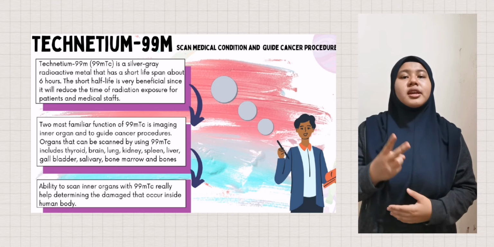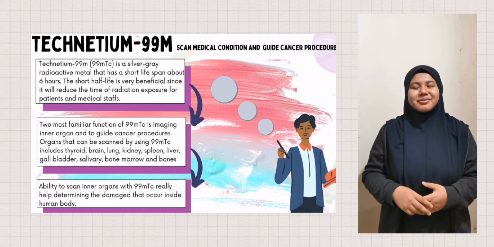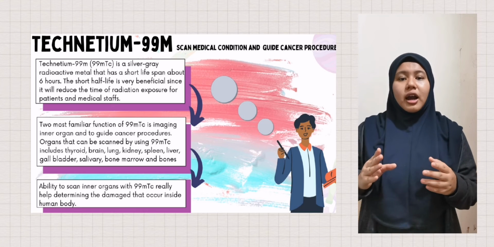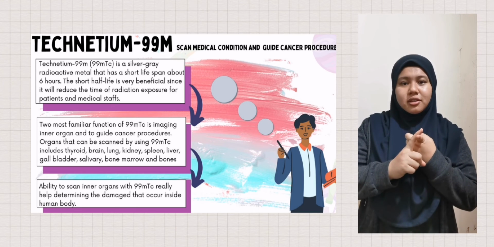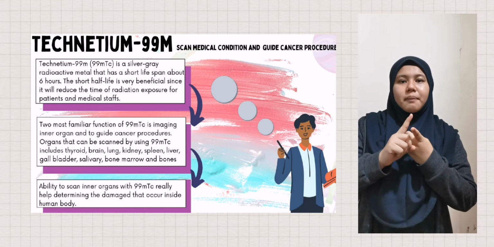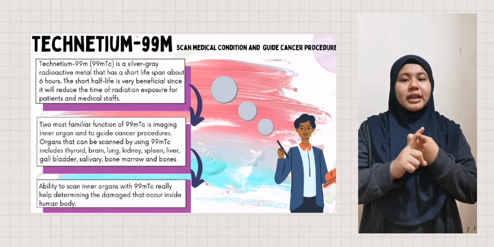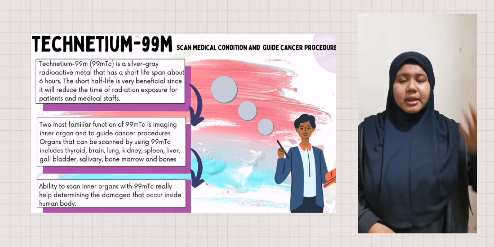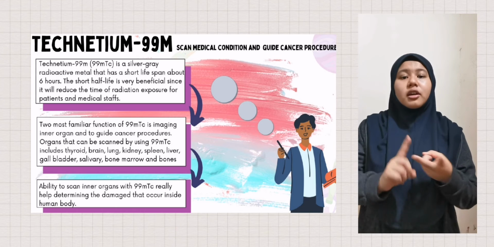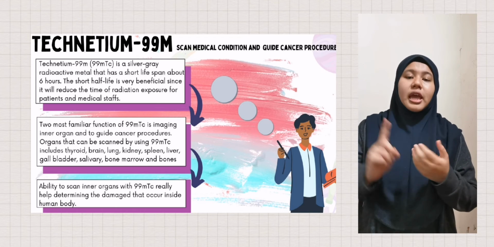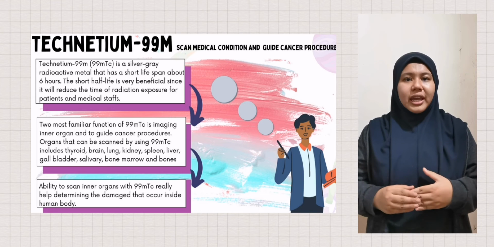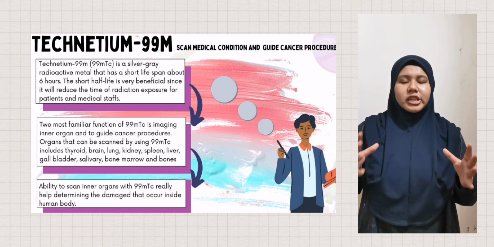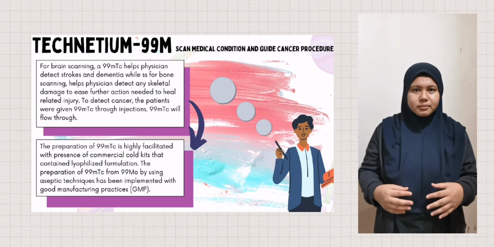The two most familiar uses for technetium-99m are medical scanning images and also to guide cancer procedures. Organs that can be scanned using technetium-99m include the heart, gallbladder, liver, brain, and also bones. The ability to scan inner organs with technetium-99m really helps determine the location of damage that occurs in the human body.